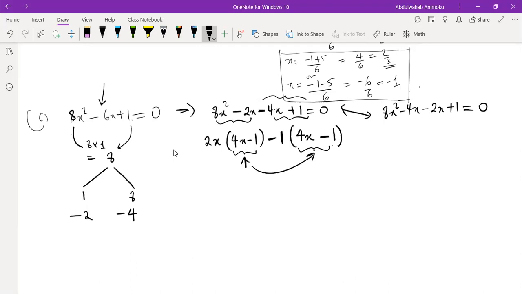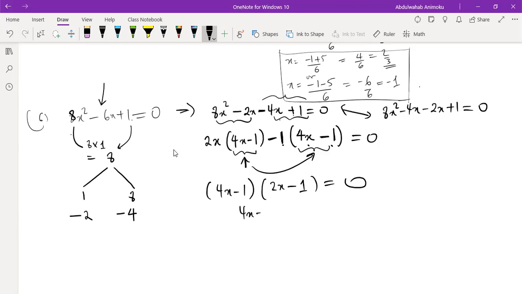So what I mean is you can just multiply -1 times 4x, and that will give us -4x. Then -1 times -1 will give us +1, right? And that tells you that what you've done is correct. Okay, let's just continue. Now here we can factorize things out again. 4x - 1 is common, so take it out, and what is left is 2x - 1, equal to 0.